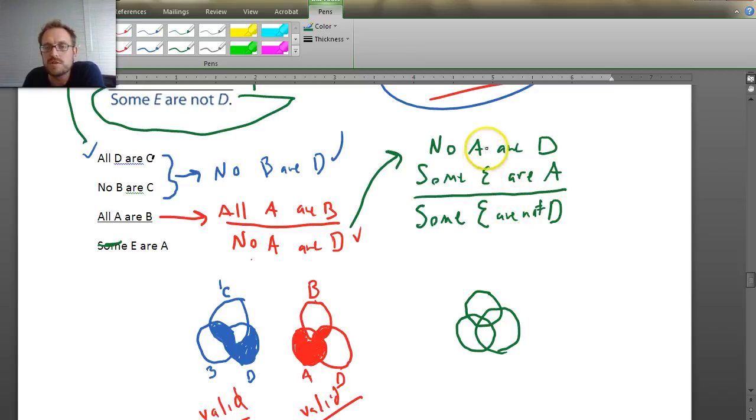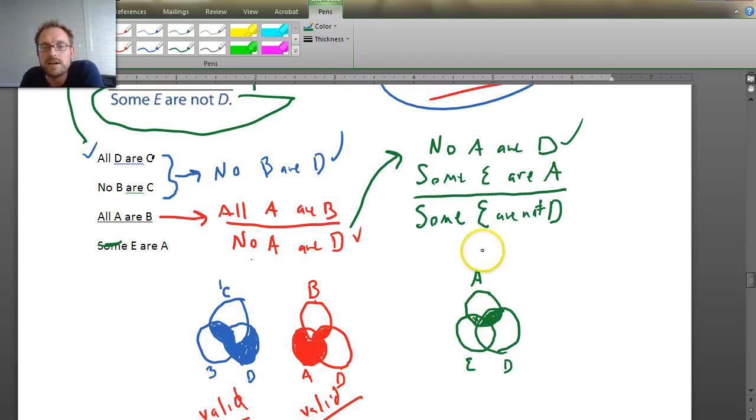So that means what's the middle term? It's A in this case. And then what you get is E and D down here. So how would you do this one? Always diagram the universals first. So no A or D. None of the A's or D's, then it's going to look like this. And then the second one here says some E or A. If some of the E's are A's, then that means an X has to go, it's kind of hard to tell, but it has to go right there.